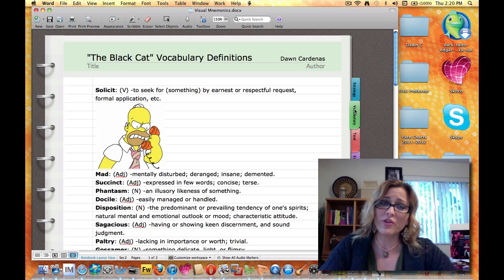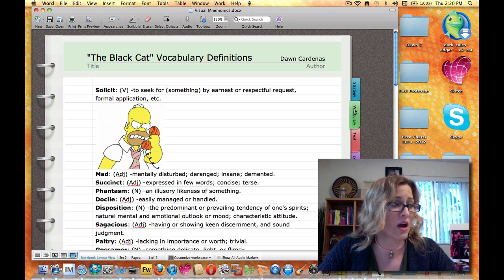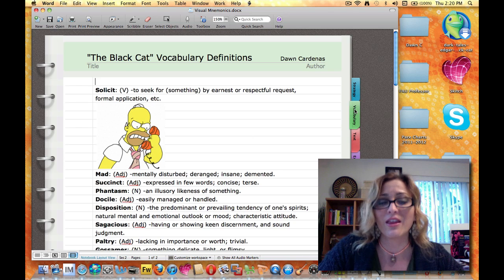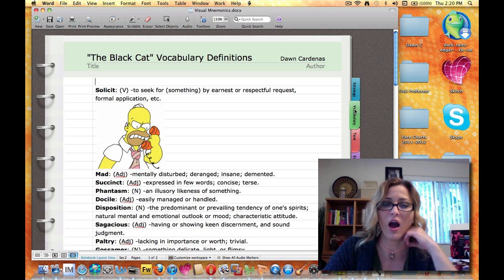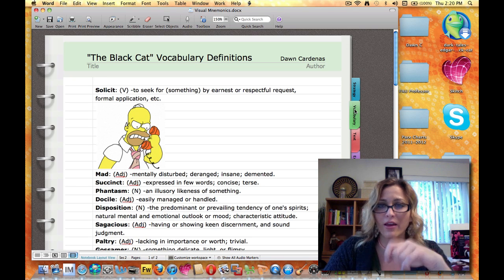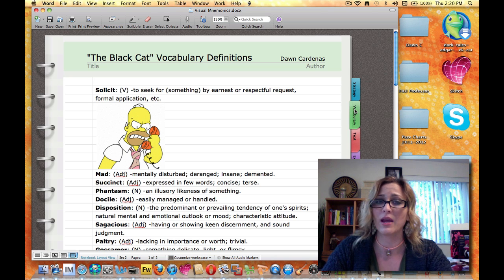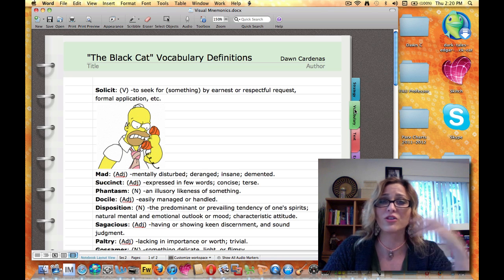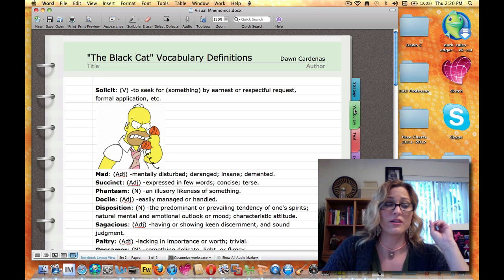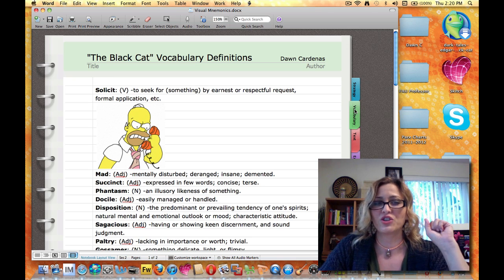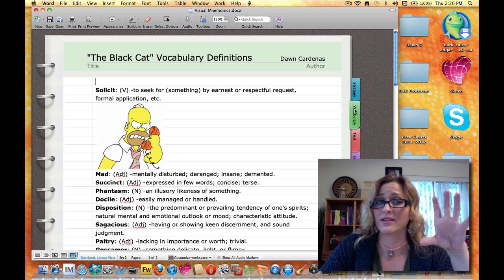So the first word that we might come across, not might, we do. These are also in the order that they come in the story. Isn't that nice of me? Because I'll refer back to this page if we need to. But solicit is one of the first words that comes up that you may not know. And a good teacher, before you go into any text, would fill you up with information about the words that are in the text, and that's what I'm doing.